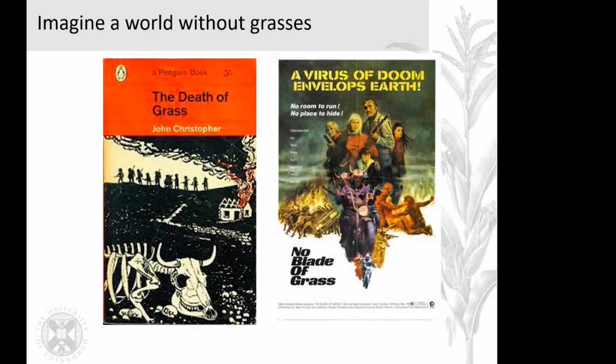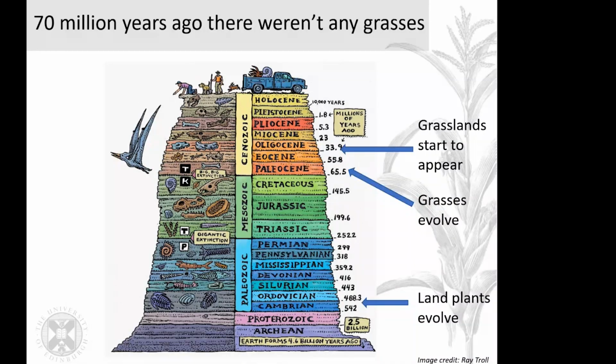But it wasn't that long ago that we didn't have any grasses. So grasses are fairly young in land plant evolution. They evolved around 65 million years ago, but they very, very quickly started to spread and became dominant in certain areas, generating the grasslands that we're very familiar with today.